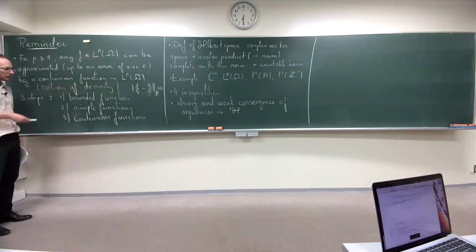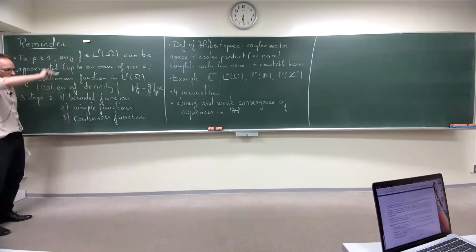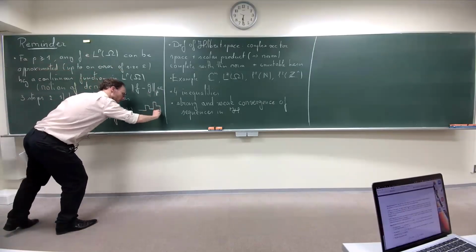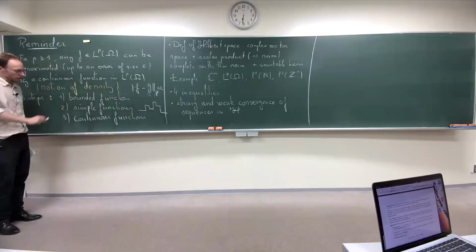And the proof is in 3 steps. First, for any f, you approximate it by a bounded function, because such an f can be unbounded. Then you approximate this bounded function by a simple function. So it's a sum of characteristic functions. A simple function looks like this. And then you approximate such a function with a continuous one. So it's in 3 steps. If somebody wants to work on the details, I would be happy. It's not so difficult. At least these first 2 steps are not so difficult.